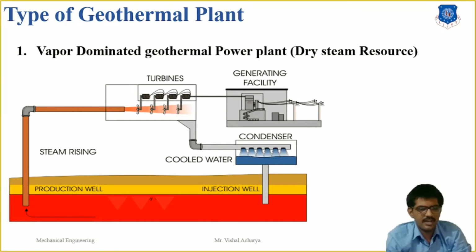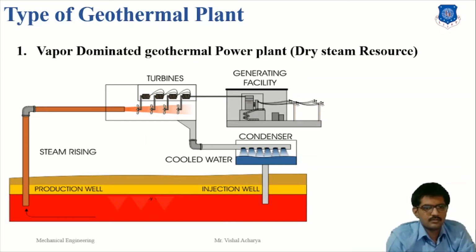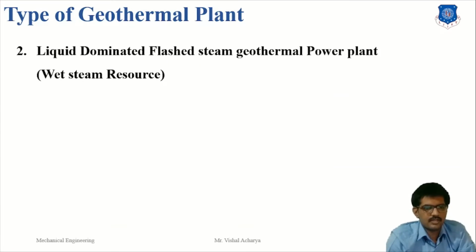Previously, we discussed the dry steam power plant. Here, direct steam from the geothermal reservoir is used to turn the turbine and generator to produce electricity. The temperature of the geothermal steam needed for the plant is at least 150 degrees Celsius. Second is the liquid-dominated flash steam geothermal power plant.